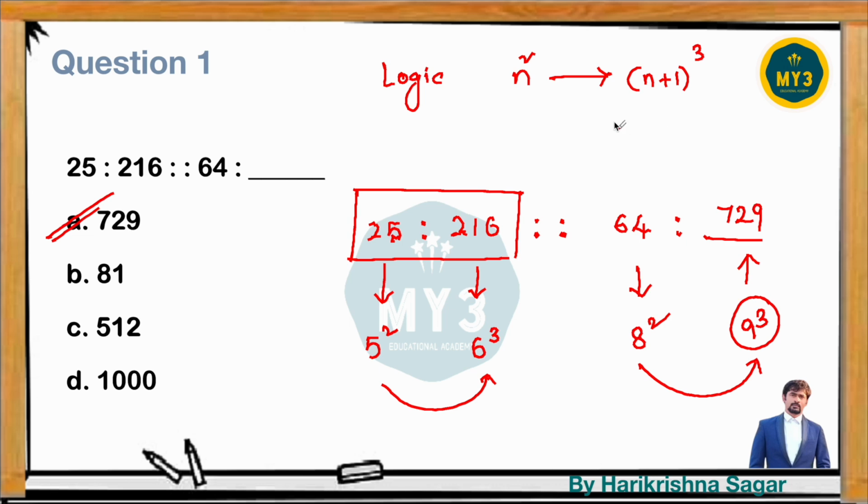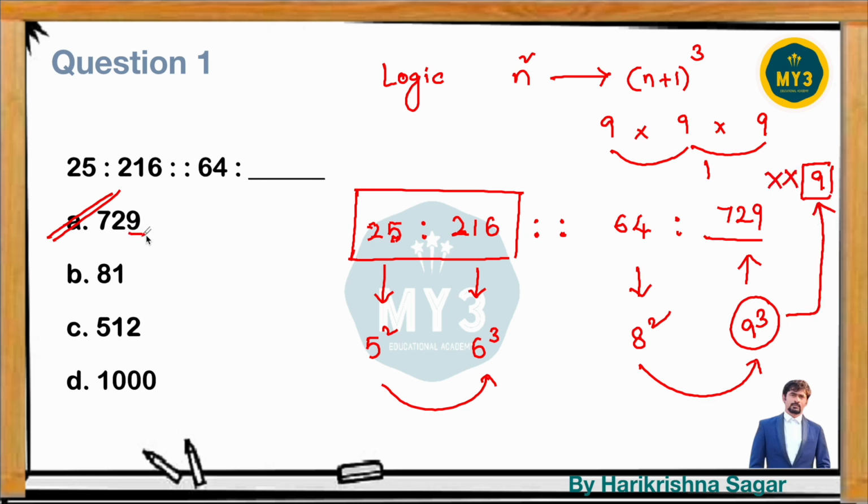Or otherwise, you can also look at 9 cube means what? 9 is multiplied 3 times. 9 into 9 into 9. You just observe what is the last digit. 9 into 9 will end with 1 because 9 nines are 81. And 1 into 9 will end with 9. That means 9 cube value will definitely end with a last digit of 9. You check the option which is ending with the last digit of 9, and mark it as answer choice. So you are able to see option A is 729, which is ending with 9. You can mark it as answer. Hope you are able to understand.